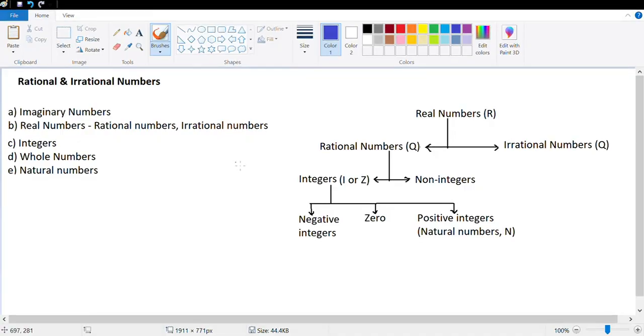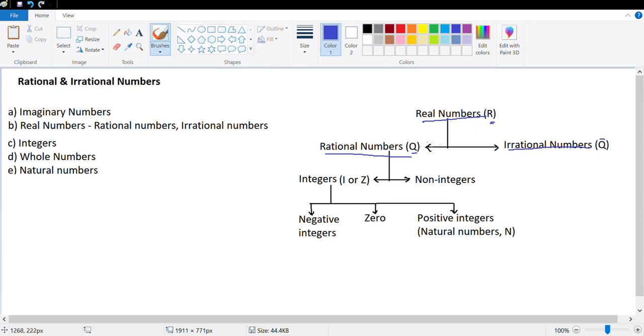Hi guys, let's look at the first chapter of your class 9 syllabus, rational and irrational numbers. You've done most of it in the previous years. Let's quickly revise what we already know. So we have real numbers, which are of two kinds: rational numbers, which are denoted by Q, and irrational numbers, which are denoted by Q bar. Real numbers are denoted by R.